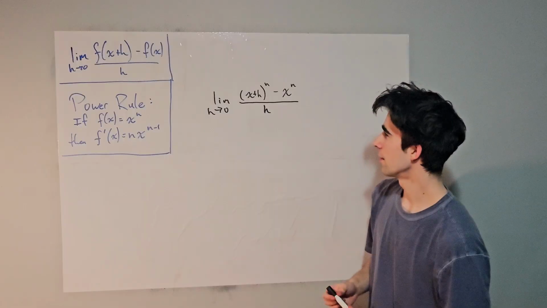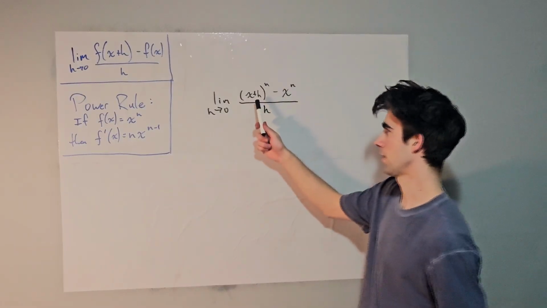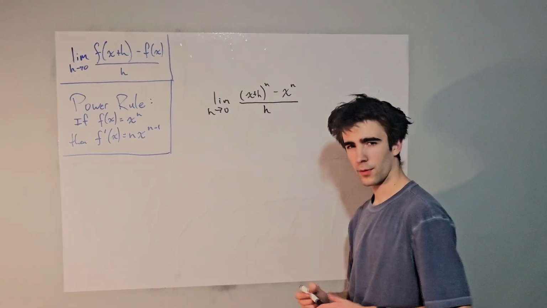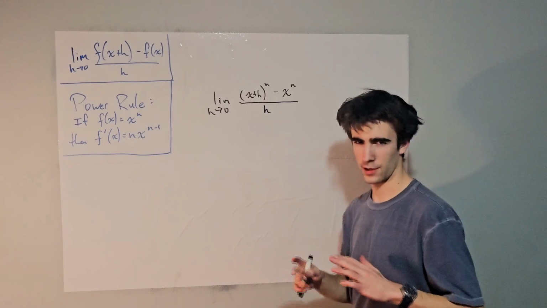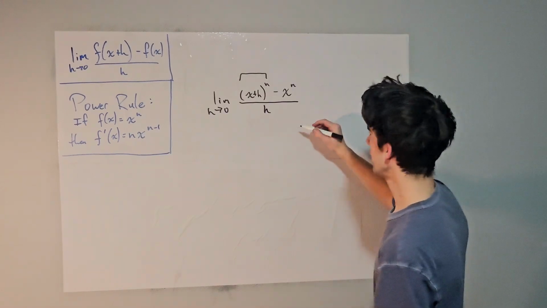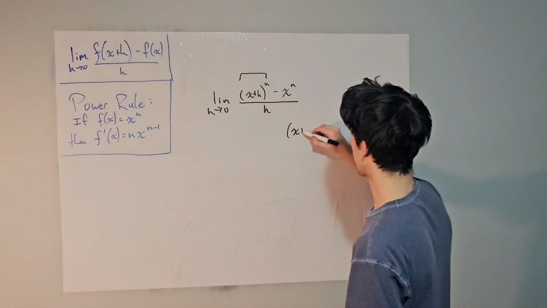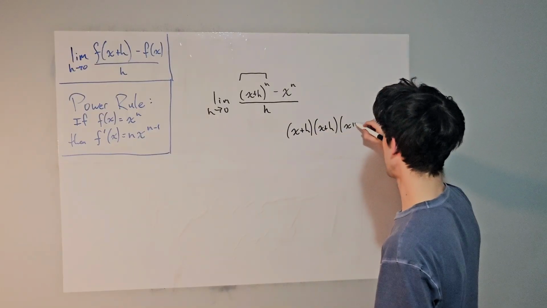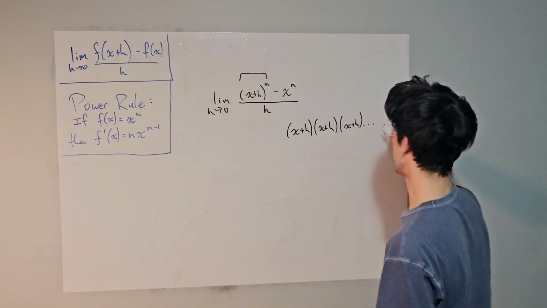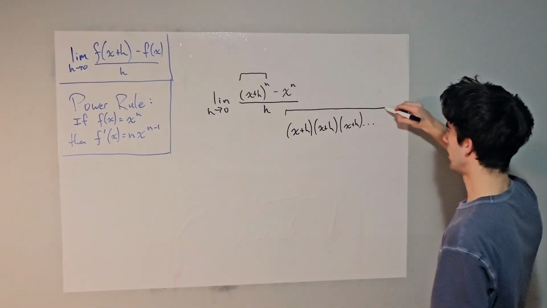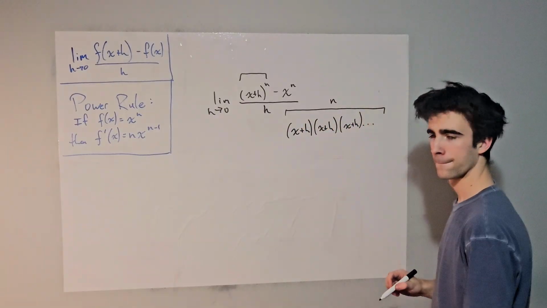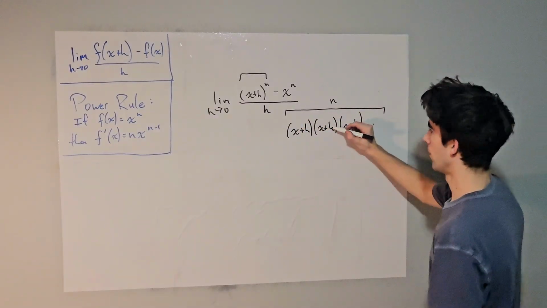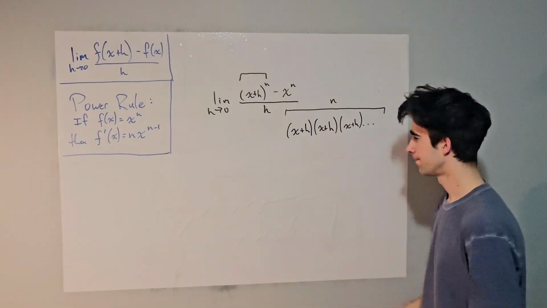Well, we can't expand this out very easily, but we can get away with only doing a half expansion. You'll see what I mean. Let's say we have (x plus h) times (x plus h) times (x plus h), and I'll just put dot dot dot so that there are a total of n of them. Now let's try expanding this.